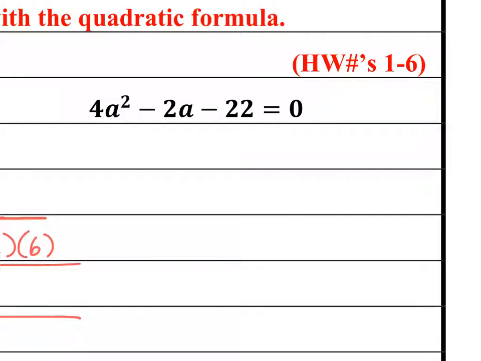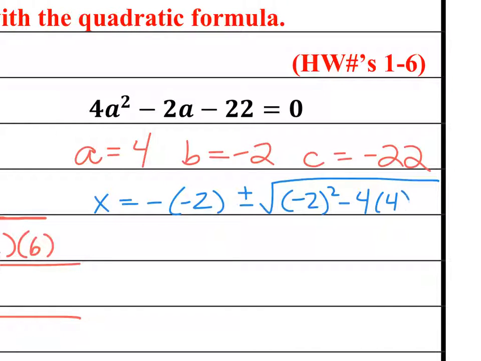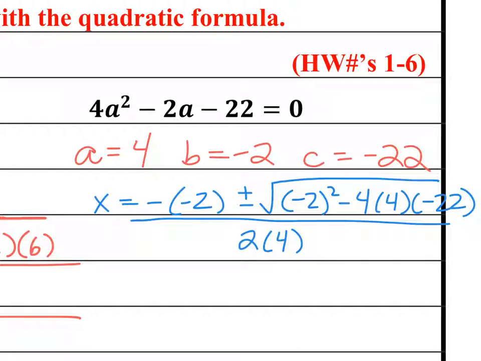Make sure it's equal to 0. It is, and write down a, b, and c. I'm going to keep it as is. b is -2. c is -22. x is equal to the opposite of -2 plus or minus the square root of b squared, -2 squared, minus 4 times a times c, all over 2 times a, which is 4.